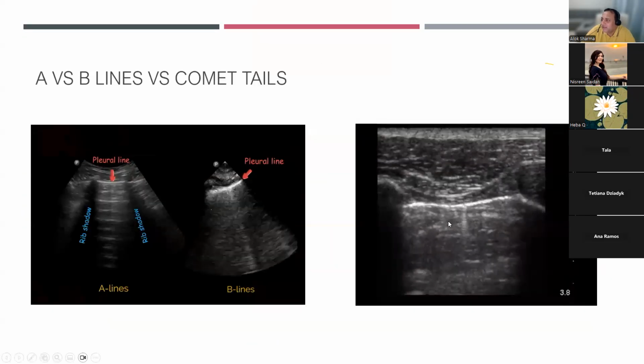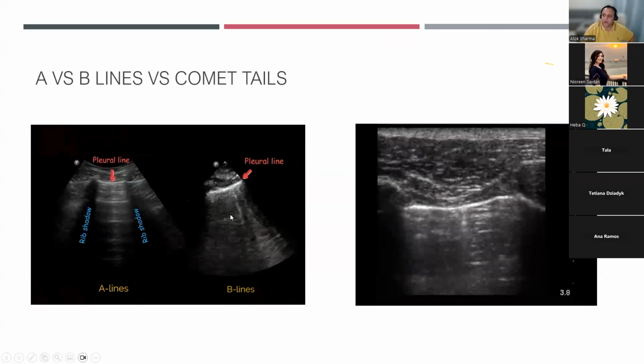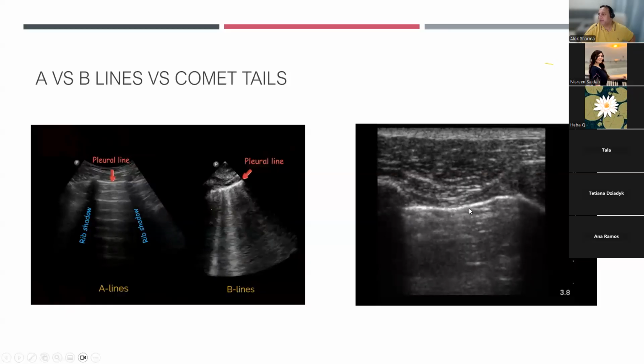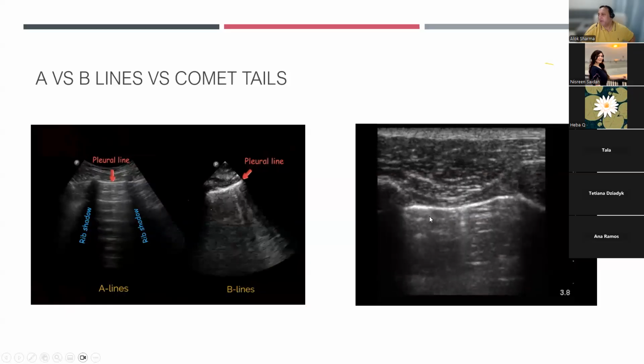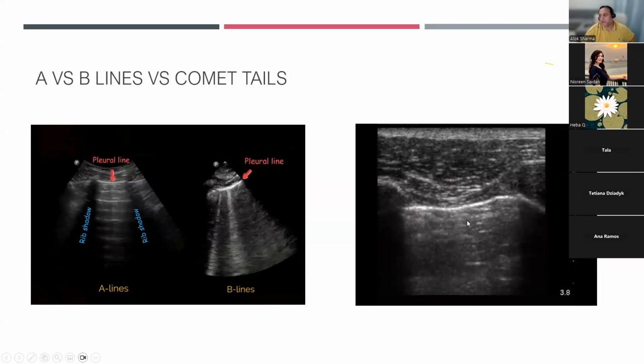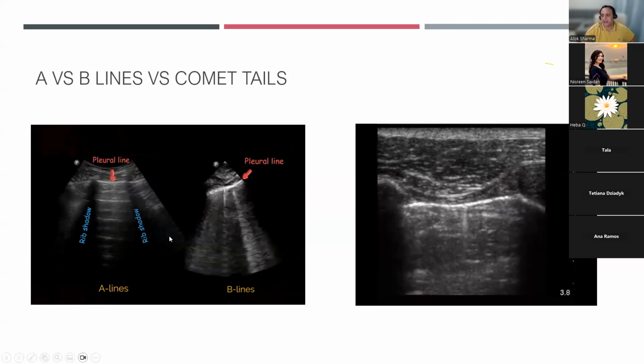Now, this is just an example that I'll show you. You can see beelines extending all the way to the bottom over here. This is a comet tail. Appears, disappears with the pleural margin. But if you can see it, you can see pleural sliding. Now, if you can see pleural sliding and a comet tail, you can't have a pneumothorax. It excludes a pneumothorax. It's the easiest way to exclude a pneumothorax.